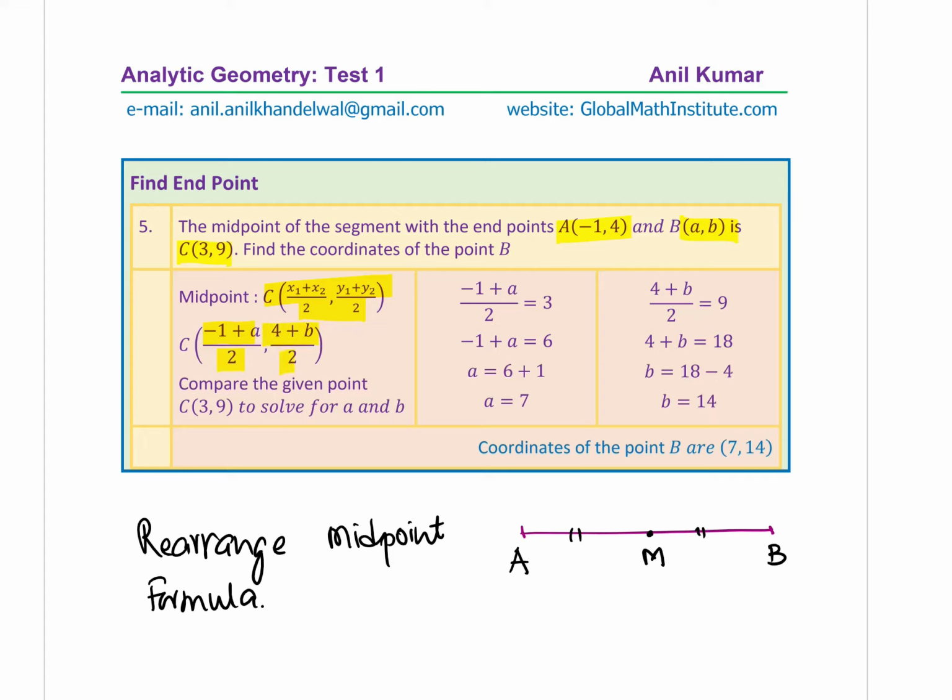Since we are given that the x value is 3, we can substitute minus 1 plus a divided by 2 equal to 3 and solve for a. So you can just cross multiply. You get minus 1 plus a equals 6, and bring that minus 1 to the right hand side. That gives you the value of a as 7. Similarly, for the y value also, equate 9 to 4 plus b over 2 and solve for b. That gives you the result b as 14. And therefore, the endpoint B has been calculated as (7, 14). So I hope the steps are absolutely clear.